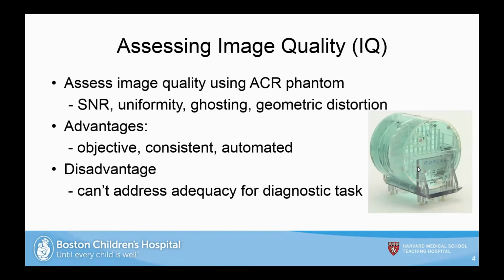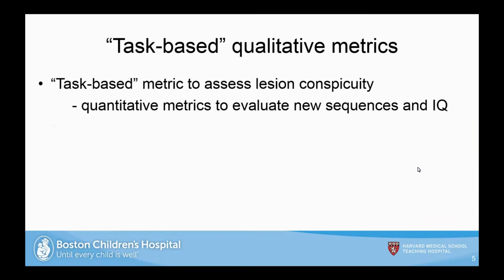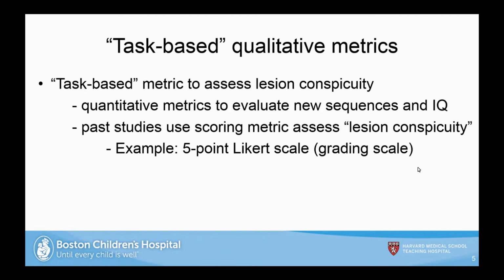So they wanted to come up with more task-based qualitative metrics to assess how conspicuous a lesion is. And one way is to develop quantitative metrics to evaluate new sequences for image quality. Past studies have used scoring metrics to assess lesion conspicuity. For example, one paper used the Likert scale, which is basically a 5-point scale. So from 1 to 5, grade how well you can see the tumor, or from 1 to 5, grade how severe the artifact is. So it's basically a grading scale.